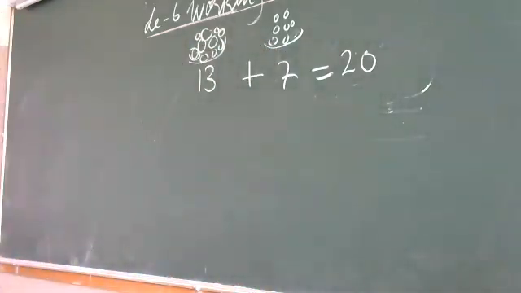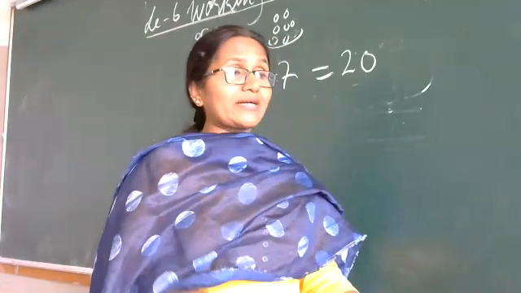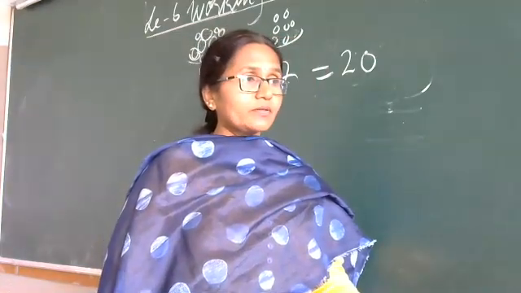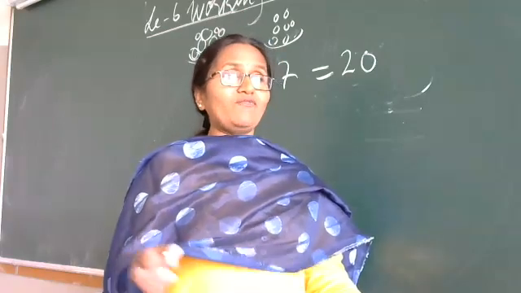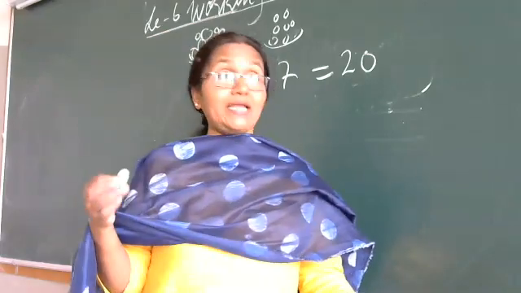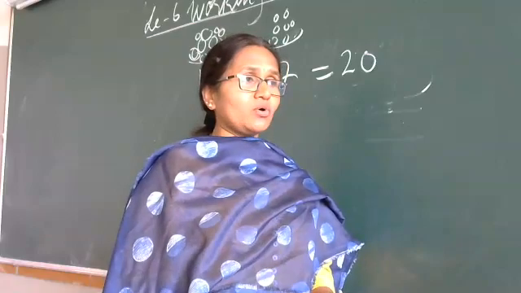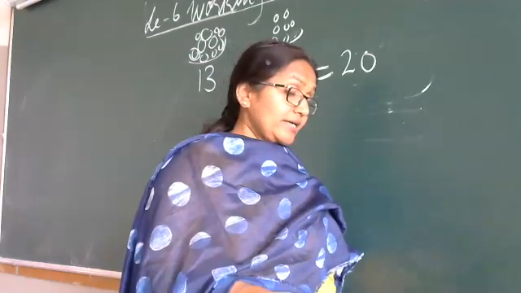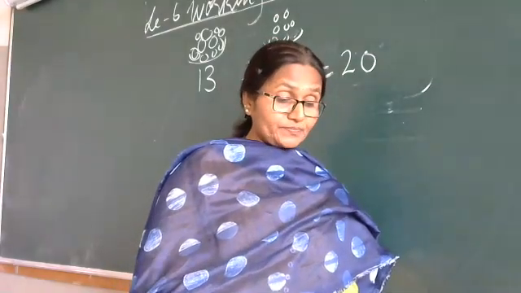Now fill in the missing numbers. You should know because we are giving all these exams. So fill in the missing. 10. After 10 what comes? 11, 12, 13, 14, 16, 17, 18, 19, 20. So afterwards you'll just fill in those numbers. Okay? Page number 62.